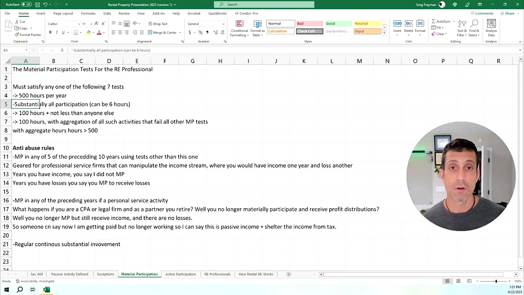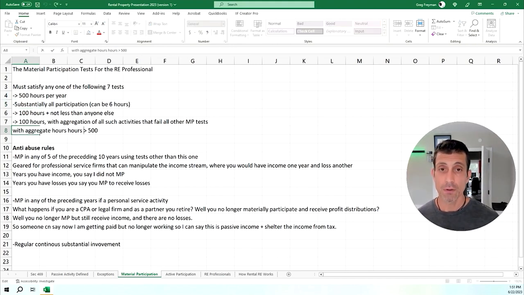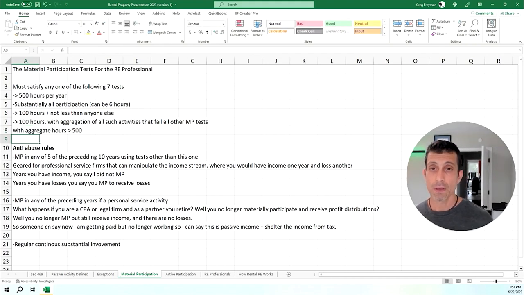Greater than 100 hours with the aggregation of all such activities that fail all other material participation tests with aggregate hours of over 500. I think you understand what that means. So if you're going over 100 hours with aggregation of all such activities that fail all other material participation tests with aggregate hours greater than 500.